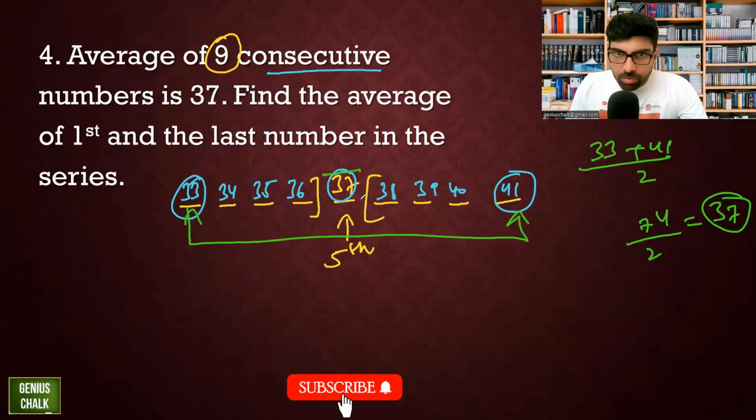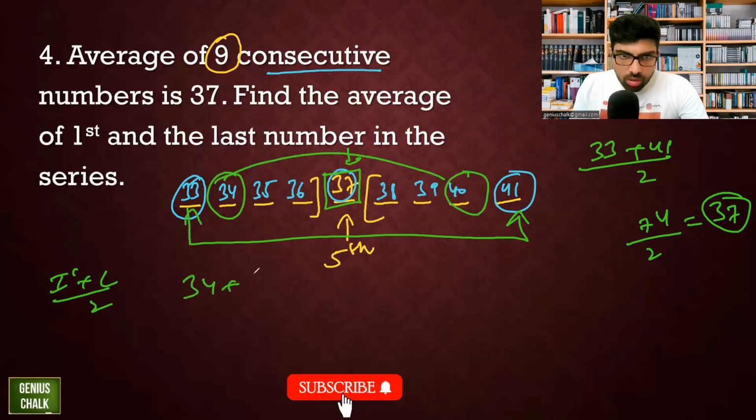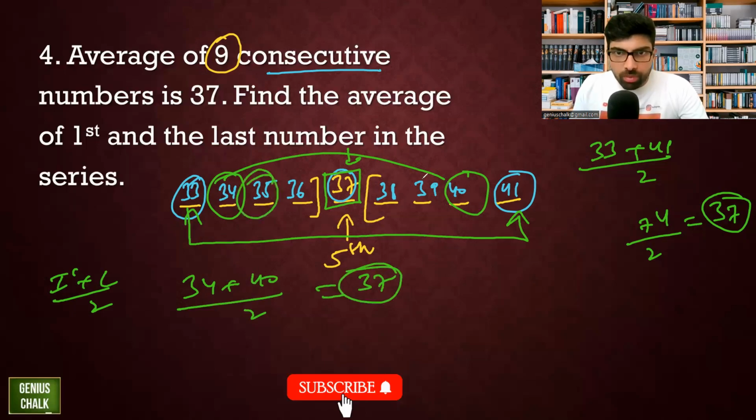Now you can see that this middle number is the answer. That means the concept is that the average is the middle value. This will be first plus last by 2, or second plus second last. You can add it: 34 plus 40 by 2, that is again 74 by 2. And so on. 35 plus 39 by 2, that is again 74 by 2. 36 plus 38 by 2, again 74 by 2. So every time we are getting 37 as the answer.